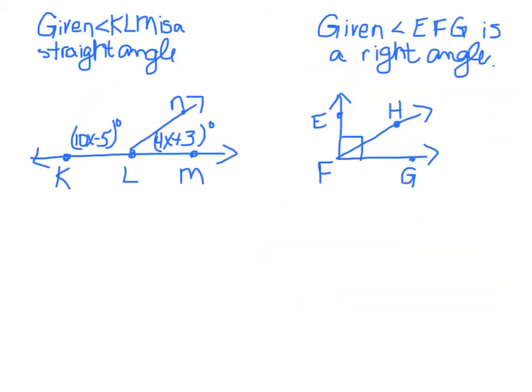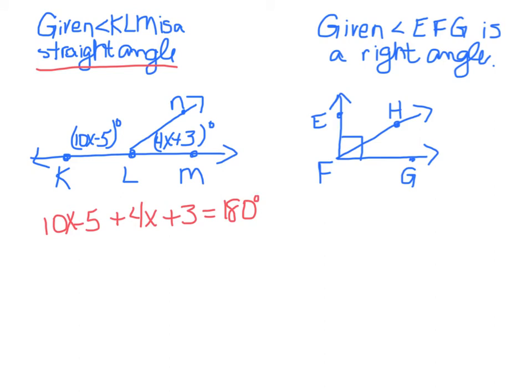This is the last thing that we are going to look at, and we have to have some knowledge of what a straight angle and a right angle is in order to be able to solve this. If we know that KLM is a straight angle, then we know that the two angles that make it up must add together to be 180 degrees, because that's the definition of a straight angle. That means that 10x minus 5 plus 4x plus 3 has to equal 180 degrees.